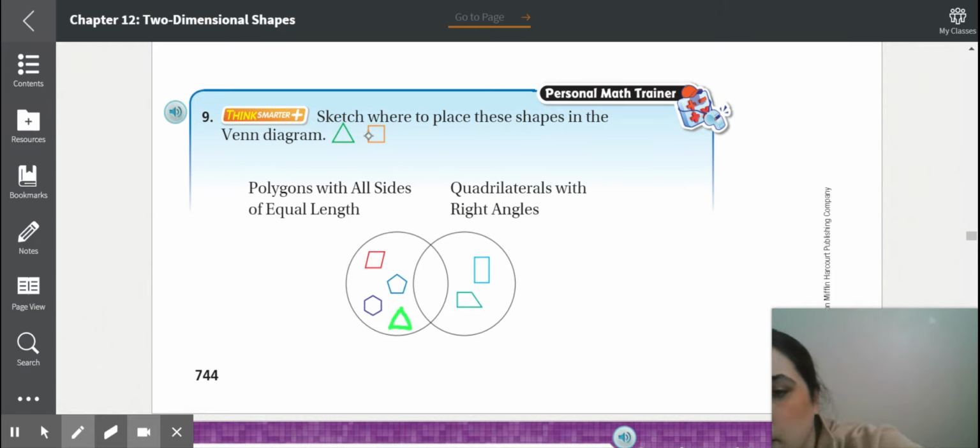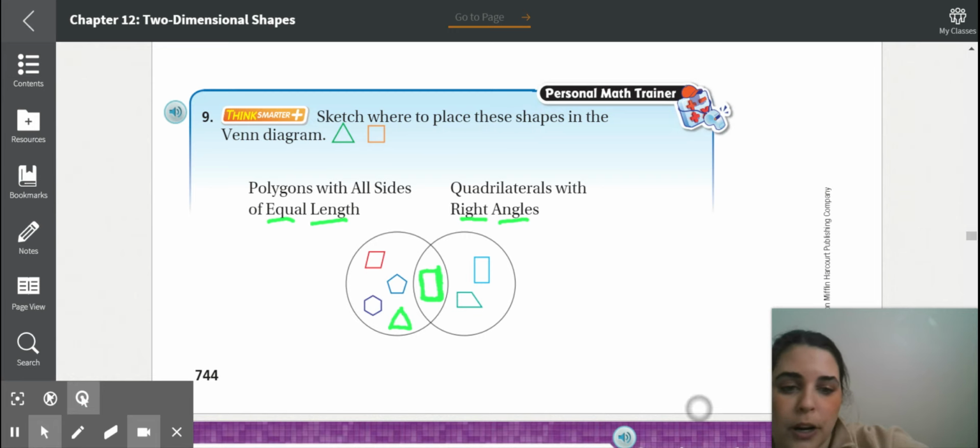So let's look at this square. Where's the square going to go? The left, the right, or in the middle? If you said in the middle, you are correct because it has right angles and all sides are of equal length. So it goes in the middle.